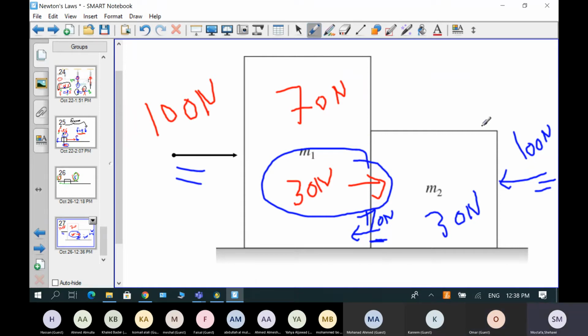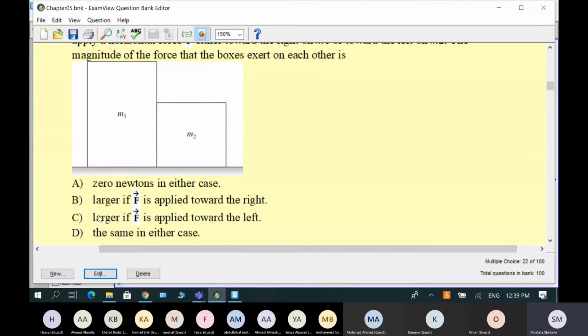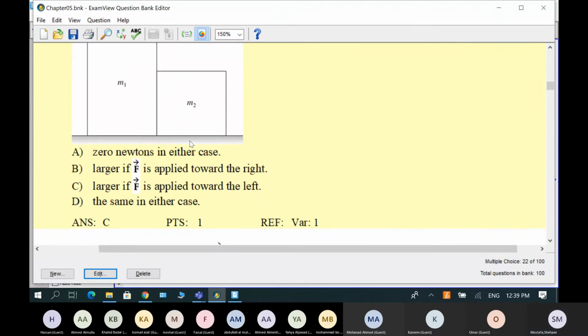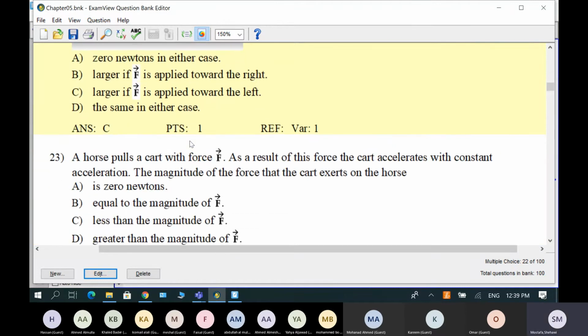The greater force between the two boxes will appear only if you exert the force from the left, because you consume only a small portion of the force on the small mass, and what is left is the large portion of the force. So if you exert the force from the left, you will have more force left to act between the two boxes. So the answer is C. Larger force is applied toward left. Thank you, Omar.